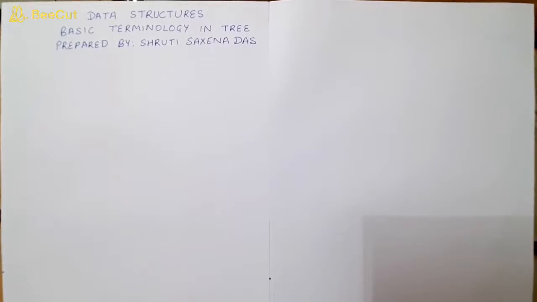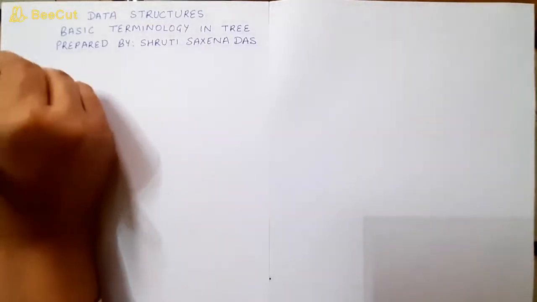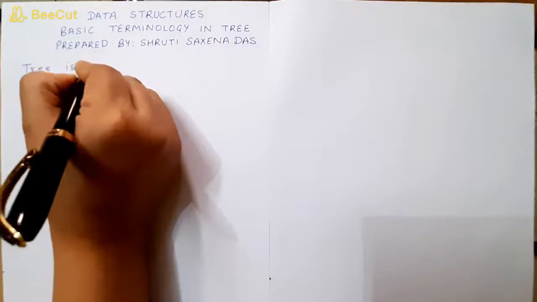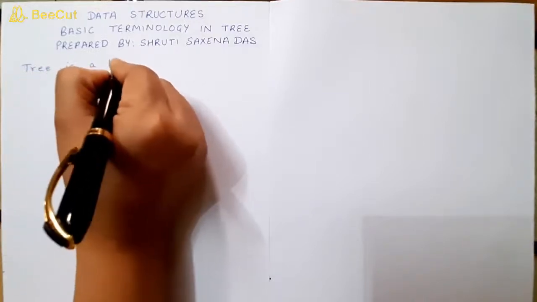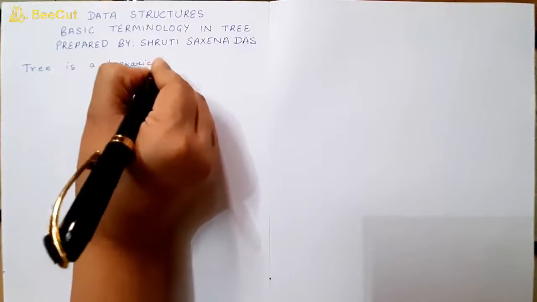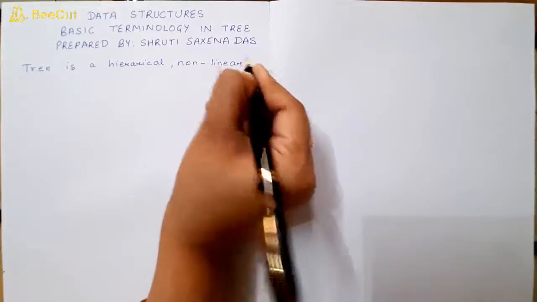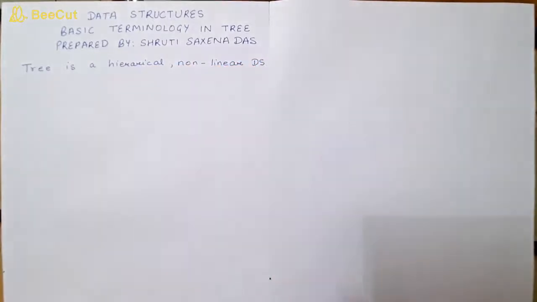In today's lecture we are going to discuss the basic terminology used in a tree. Before starting this, we'll discuss what exactly a tree is in data structures. We'll start with the definition: a tree is a hierarchical, non-linear data structure. A hierarchy type of relationship exists between nodes and edges. There is a proper hierarchy between the nodes, and it is a non-linear data structure like a graph.